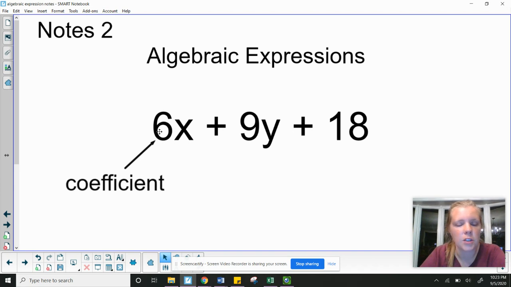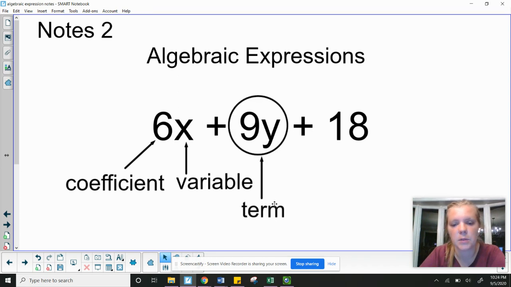The first part is called the coefficient. The coefficient is just the number in front of the letter. The 6 and the x are multiplying one another, being multiplied together. The 6 is the coefficient. The x is called the variable. Any letter in a math problem is called the variable. So 6 and x together, they make a term.